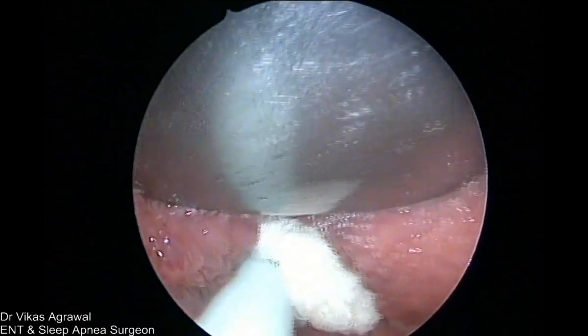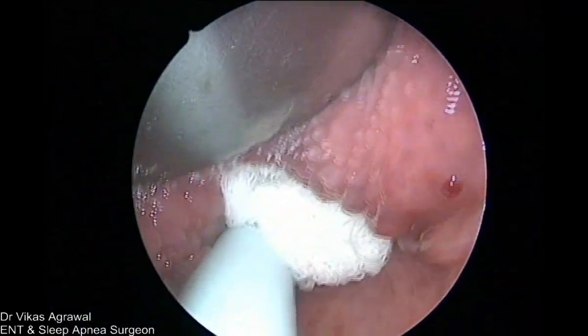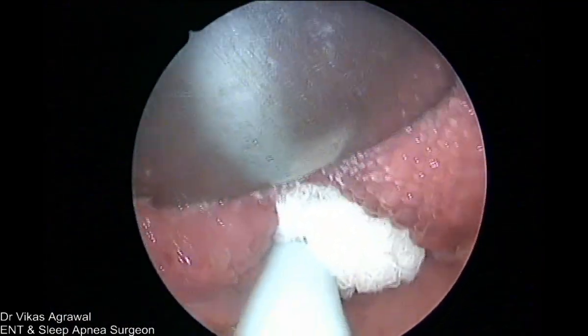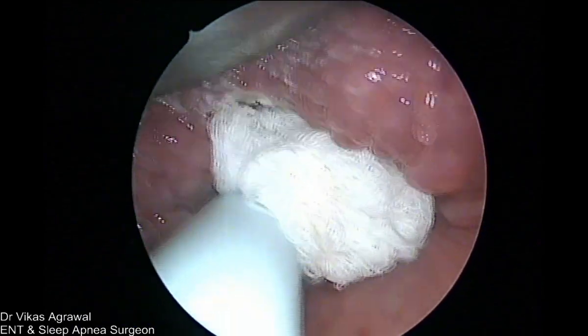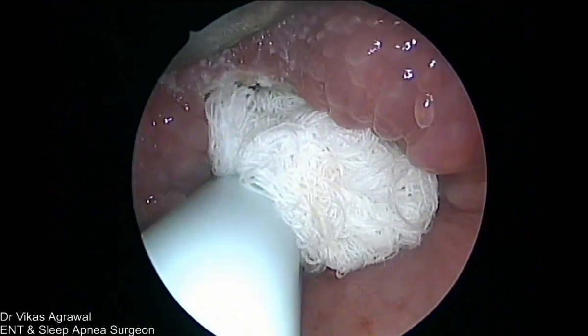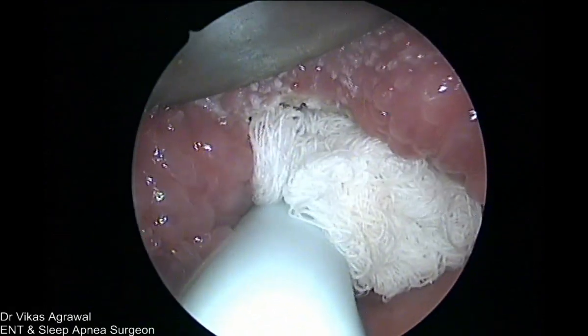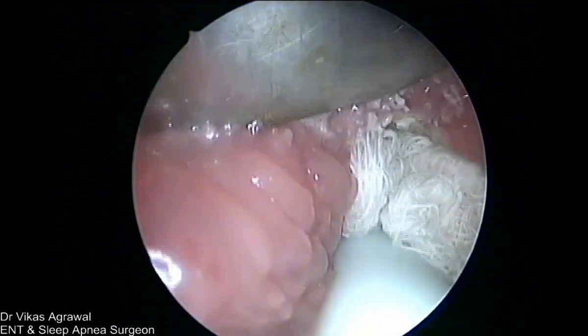Kalpesh, how do you think he's going to extubate, easily or with difficulty? Yeah, it looks to be an easy extubation. Correct. This is not a very big tongue base, and other measurements of this patient's airway are normal, so I don't expect a major problem. Fine. So I'll remove this throat pack now.